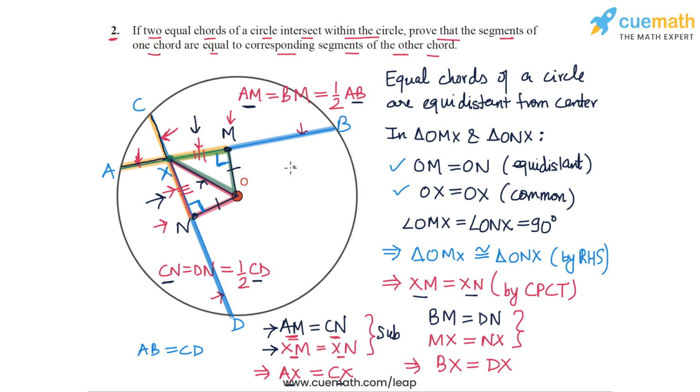For the other pair of segments, BX and DX, so BX was this segment and DX was this segment joining D and X. We made use of the fact that BM is equal to DN because they are halves of the respective chords and the chords are equal, and MX is equal to NX, again this same result we used again, and then we added these two equations to get BX is equal to DX. So this proves that the corresponding segments of the two chords are equal, and that completes question number 2.